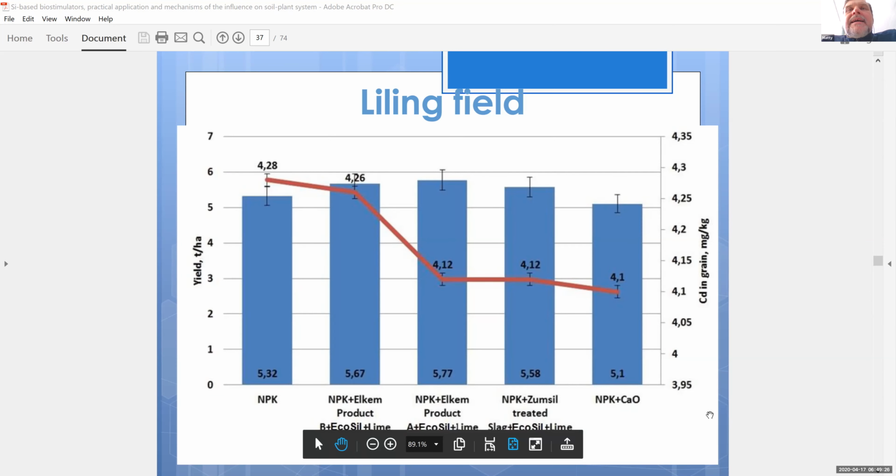I would like to repeat that silica stops the transport of heavy metals and other inorganic pollutants from roots to stem and to leaves. So we control heavy metal transport inside of the plant. Next, please.